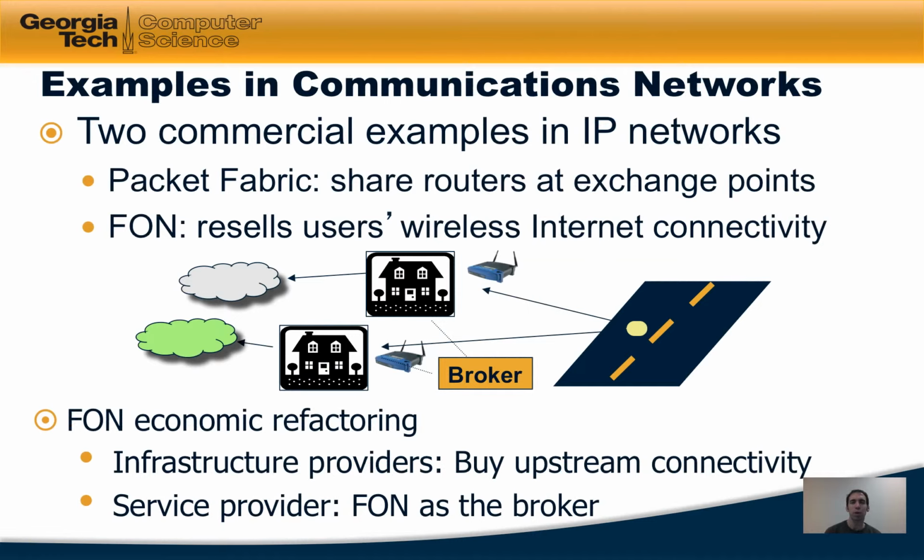Examples of this separation between infrastructure and service providers in some sense already existed. Two such examples were Packet Fabric, which allowed multiple ISPs to share the same physical routers at exchange points, and Phone, a commercial internet service provider that resells users' wireless internet connectivity to its customers. Phone has an interesting economic refactoring where the users in their homes who buy upstream connectivity from different internet service providers are effectively the infrastructure providers, and Phone is simply a broker of that internet service and effectively acts as the service provider.